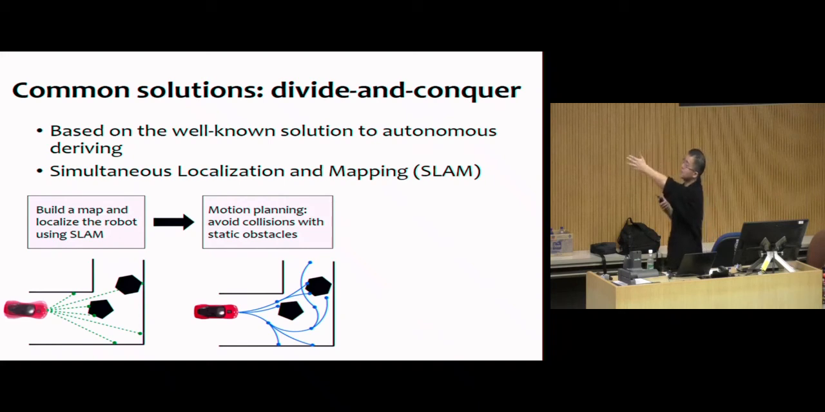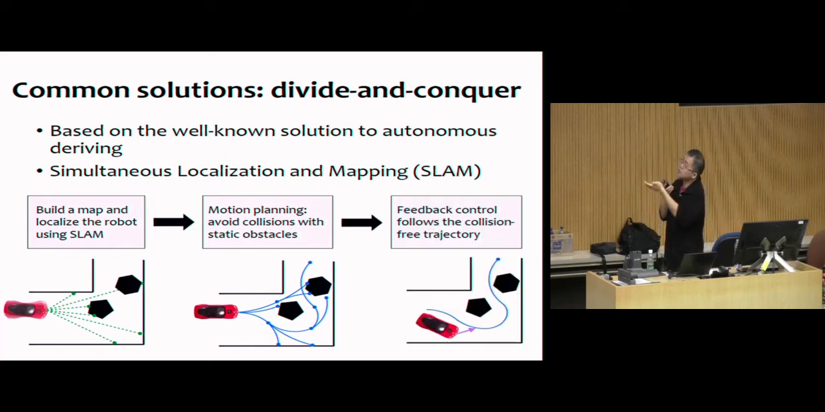Given the map, the robot can compute a trajectory so that it can avoid all the obstacles and arrive at the goal. Finally, given this trajectory, the robot can use some feedback control to follow the collision-free trajectory. Then eventually, the robot can arrive at the goal. But this framework only works if there is no moving obstacle inside the environment. So how can we extend the SLAM framework to handle moving obstacles?